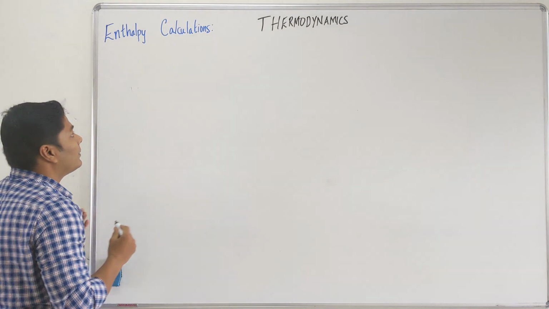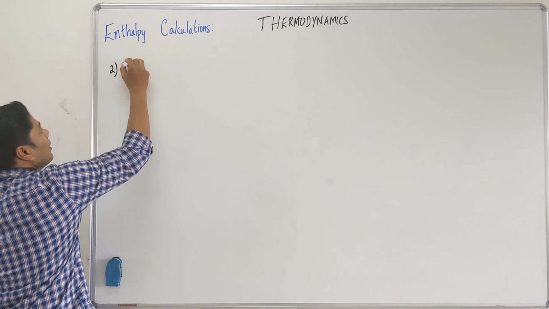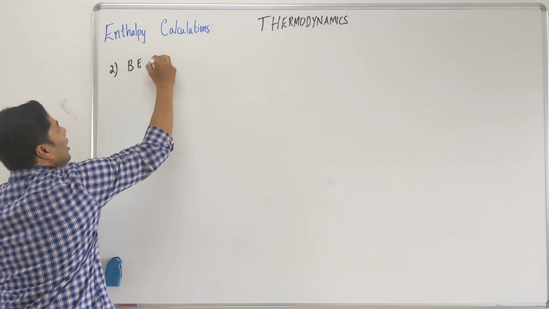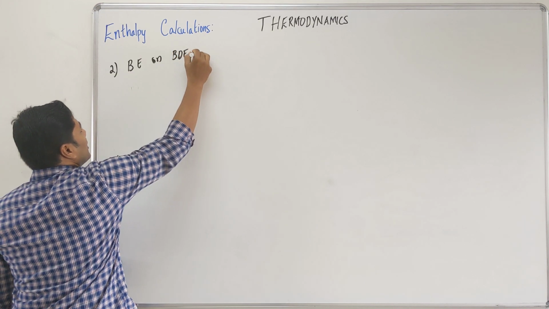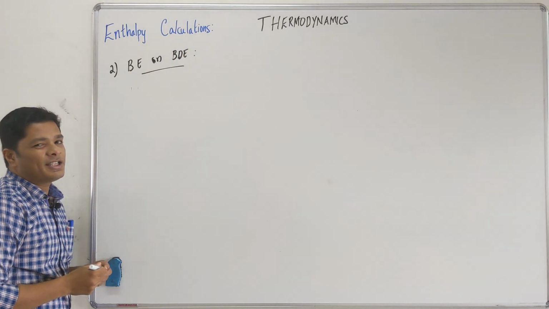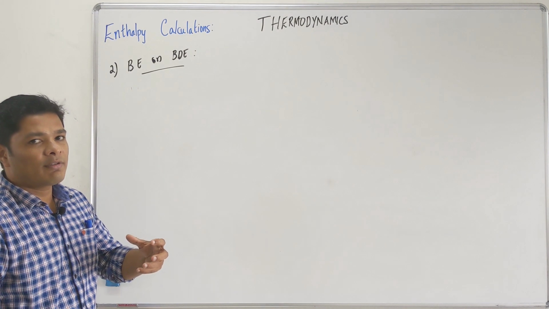Next, one way of doing it is through bond energy or bond dissociation energy. For you guys, you can use them interchangeably. One of them is actual energy, one of them is an average of energy.